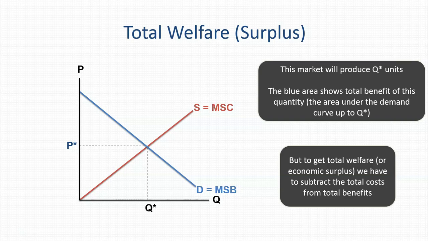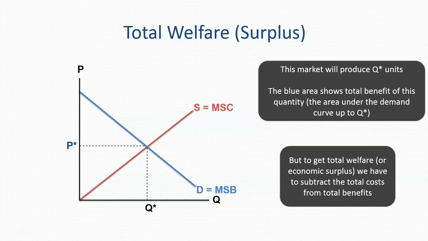So I want to look then at the total benefit and the total cost and net the cost out of the benefit to produce what we call total economic welfare, or total economic surplus. And this is really a term that means net benefits. So from here on out, if you see the word surplus, think net benefit, and that's just benefit minus cost.